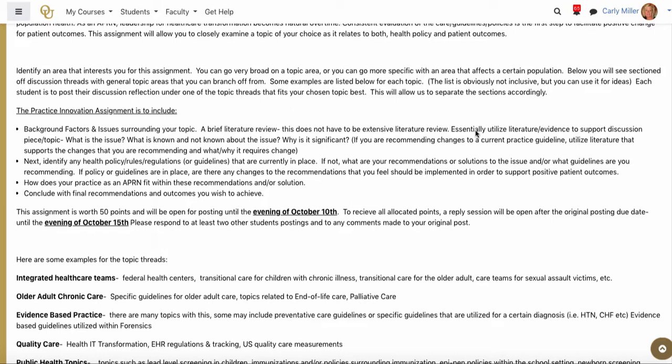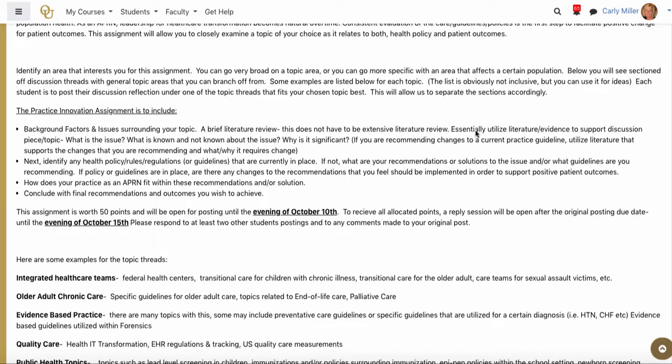Obviously, we're looking at supporting patient outcomes. How does your practice as an APRN fit in with these recommendations or help mitigate the problem or attempt to provide a solution, essentially? And then obviously just conclude with final recommendations and outcomes you wish to receive. So what kind of outcomes are you looking at with this?